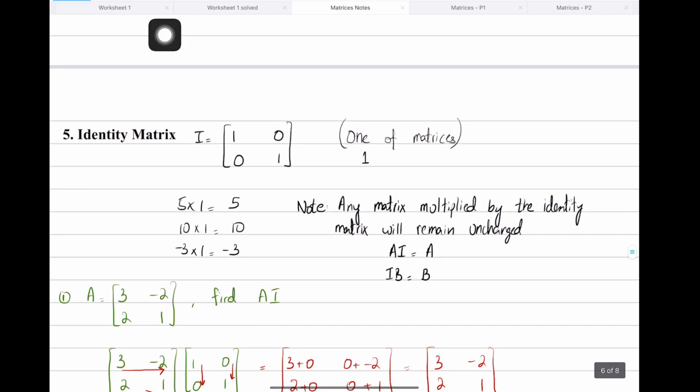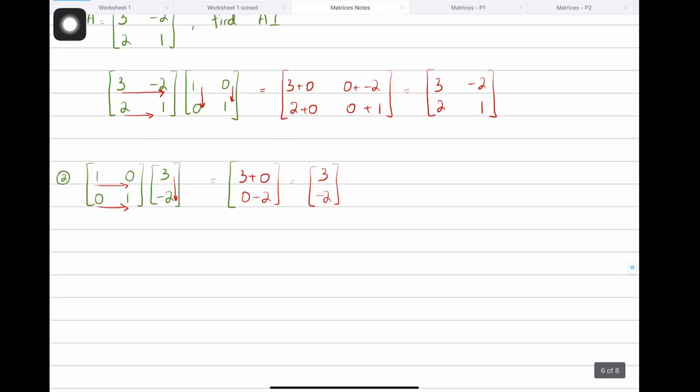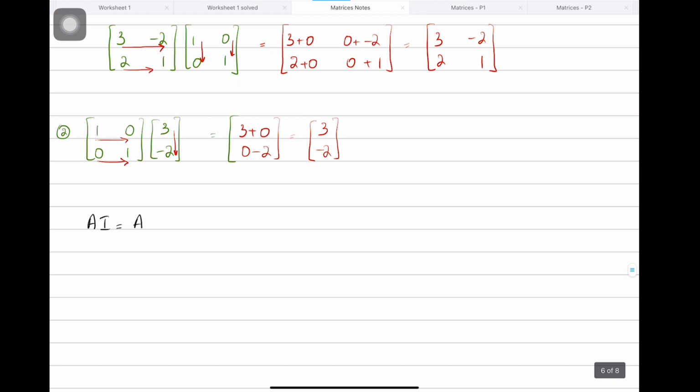So earlier we saw that any matrix multiplied by the identity matrix gives you the same matrix itself. So A times I equals A. Now A is a matrix, it's not a constant. So if you have to make I the subject, you can't say I'll take A over to the other side divided by A, and the answer is going to be A upon A, which is equal to 1.